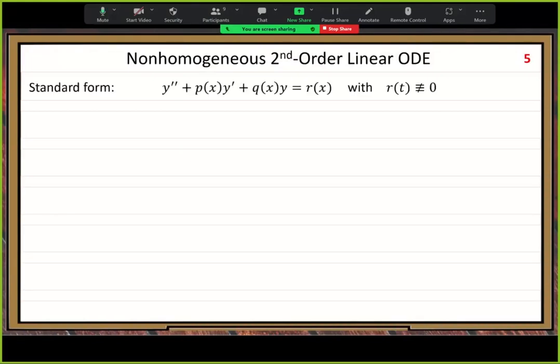Non-homogeneous second-order linear ODE. This time we consider the standard form like that. R of t cannot be identical to 0. Otherwise, it is the homogeneous case, where we already have part of the solutions, because for arbitrary P function and Q function, it is still not easy to solve.